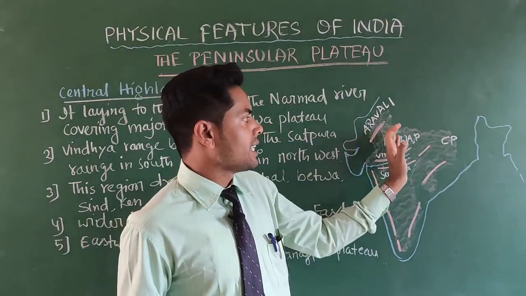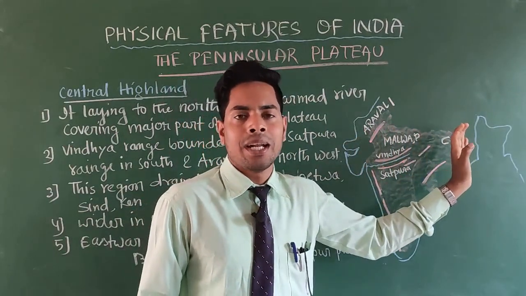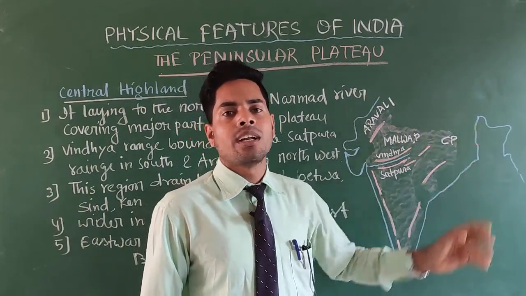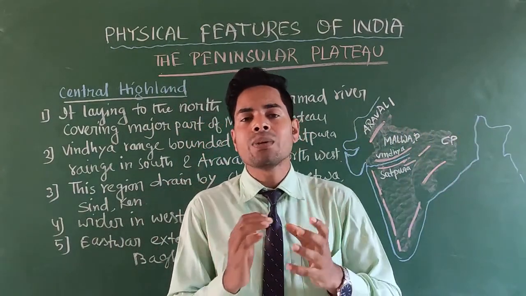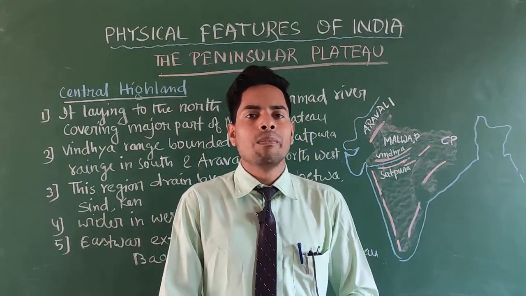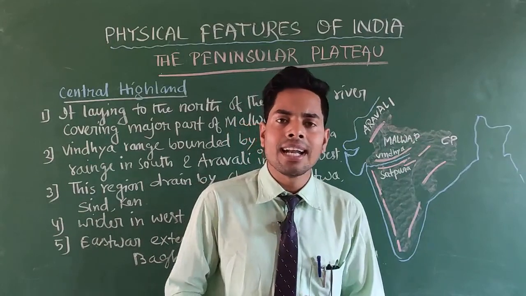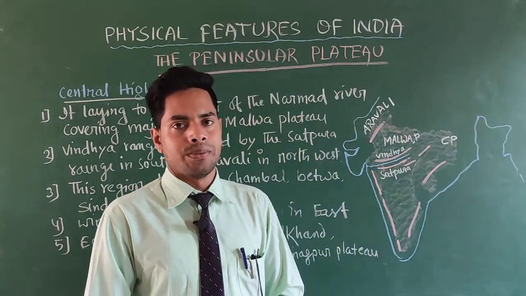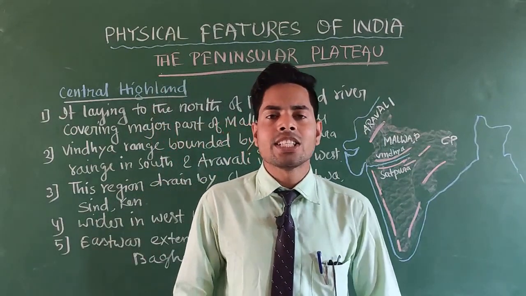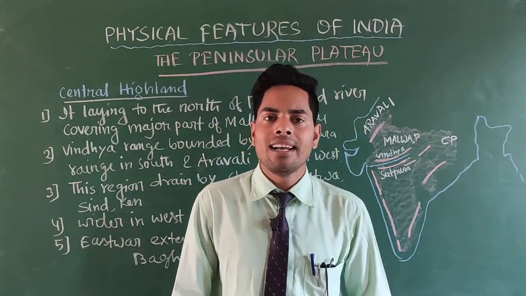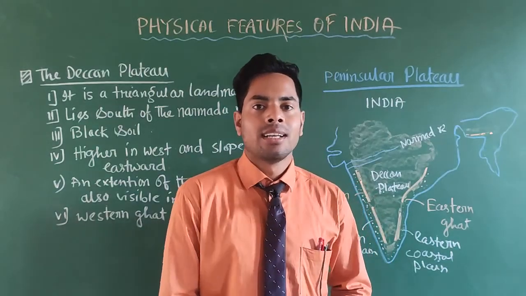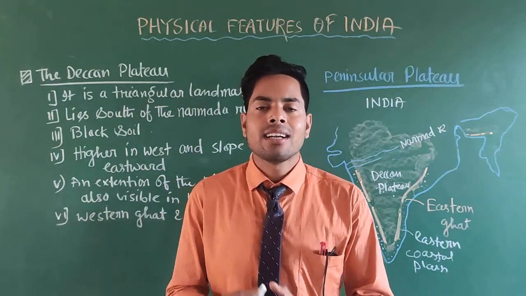The Central Highland also has an eastward extension, and it has different names. First of all Bundelkhand, next Baghelkhand, and Chota Nagpur Plateau. So the eastward extension of the Central Highland is known as Bundelkhand, Baghelkhand, and the Chota Nagpur Plateau. These are the characteristics of the Central Highland. So dear students, next we talk about the other division, the Deccan Plateau.